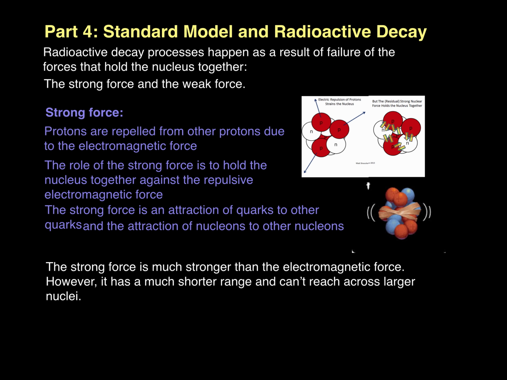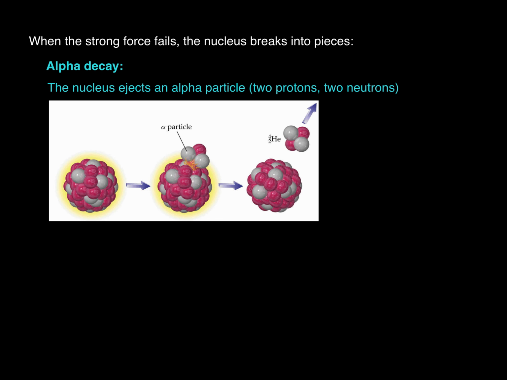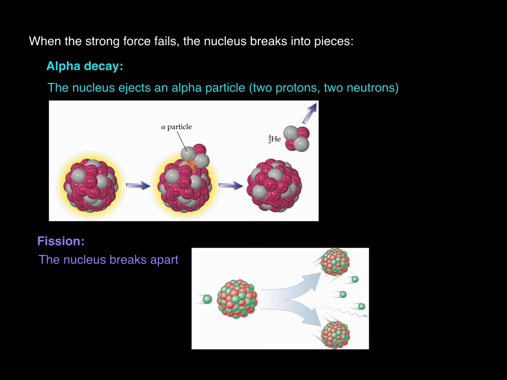The strong force is much stronger than the electromagnetic force. However, it has much shorter range and can't reach across larger nuclei. When the strong force fails, the nucleus breaks into pieces. Alpha decay is an example of failure of the strong force. In alpha decay, the nucleus ejects an alpha particle, 2 protons and 2 neutrons, and becomes a smaller nucleus. Fission is another example of failure of the strong force. In fission, the nucleus breaks apart because it can't hold itself together anymore.